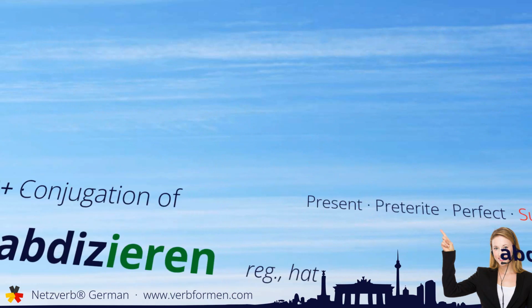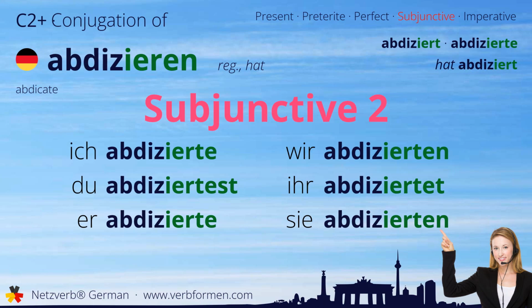Now we move on to the subjunctive two. Ich abdizierte. Du abdiziertest. Er abdizierte. Wir abdizierten. Ihr abdiziertet. Sie abdizierten.